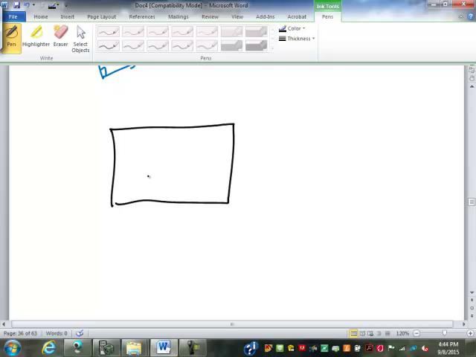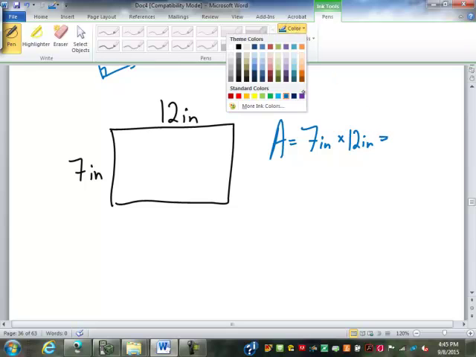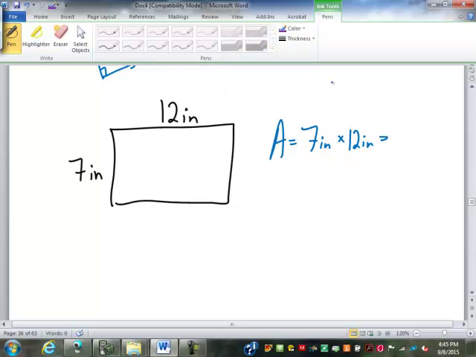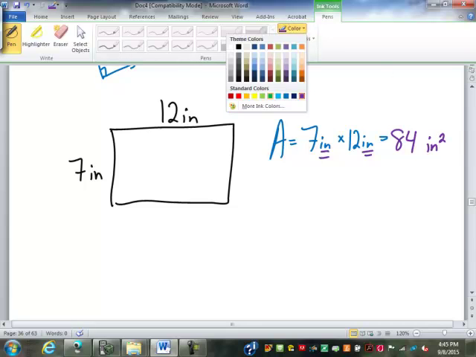So pretend that's a rectangle. If this is 7 inches and this is 12 inches, the area will be 7 inches times 12 inches, otherwise known as, well, 7 times 12 is 84. Inches times inches is inches squared. So 84 inches squared, or 84 square inches.